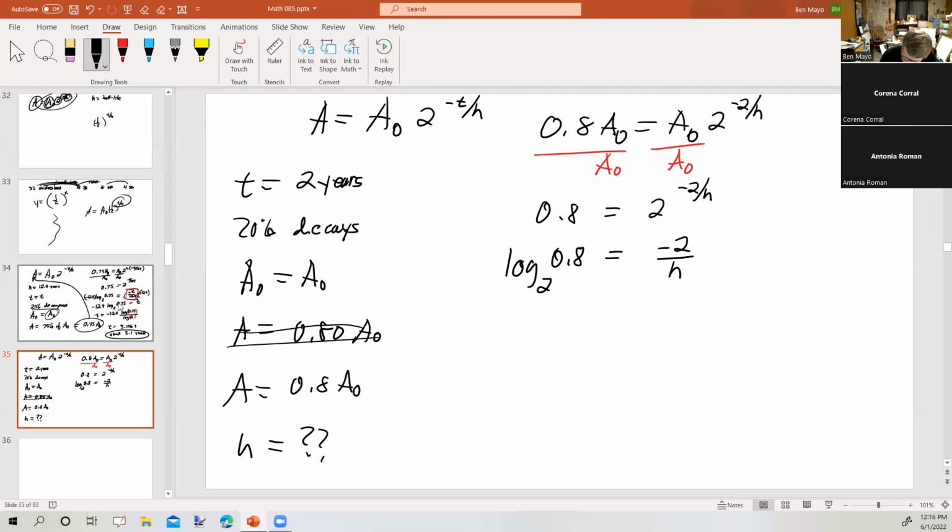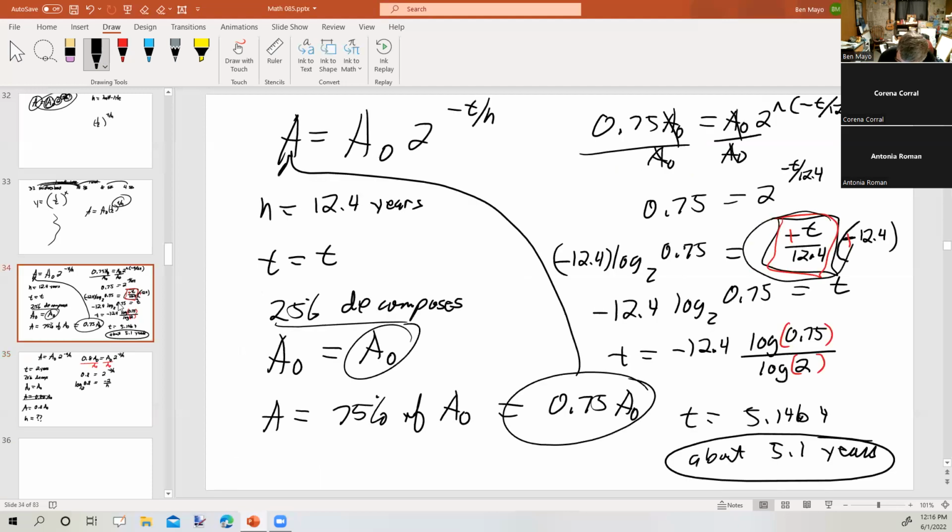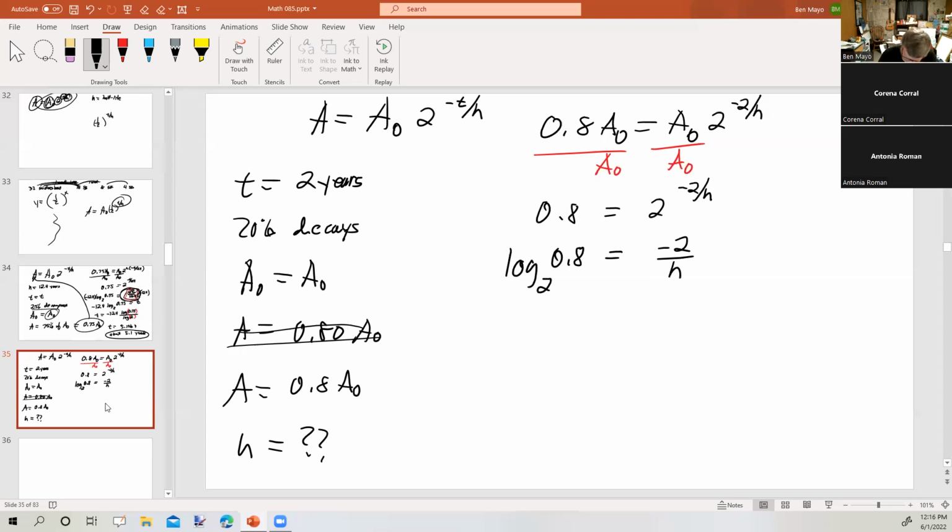Now, let's go back to the previous problem. Back here, t was in the numerator, so I needed to get rid of the negative and the denominator. But here, h is in the denominator. So I can't multiply both sides by -2 and have it go away. What I need to do is this. I'm going to multiply both sides by h. That gives me h log base 2 of 0.8 equals -2. I haven't solved for h, but at least I have h on top now.